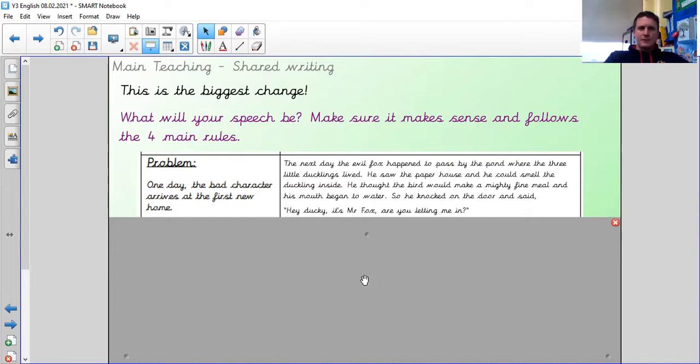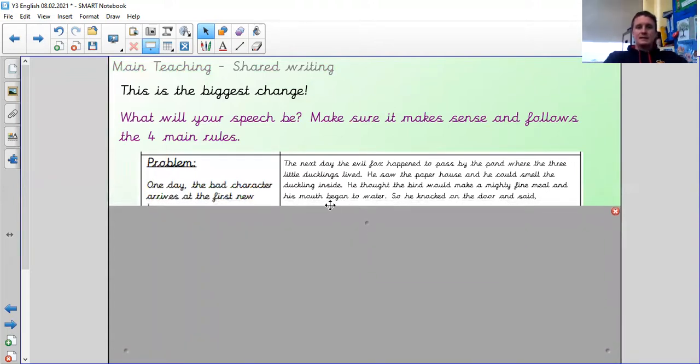If I remember from my opening or my build-up, Basil made his out of paper, didn't he? Okay, so let's just read what I put. The next day, the evil fox happened to pass by the pond where the 3 little ducklings lived. Now, can you see I've changed it? It's not a lane anymore. I thought, oh, where might ducklings live? Oh, I know, by a pond. So he saw the paper house and he could smell the duckling inside.